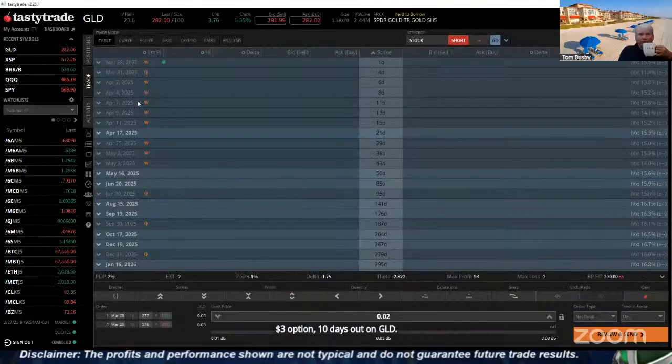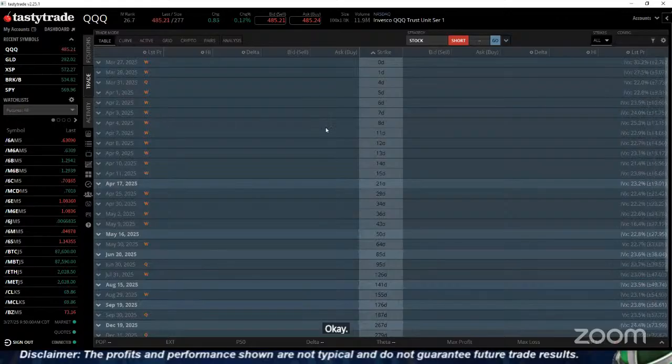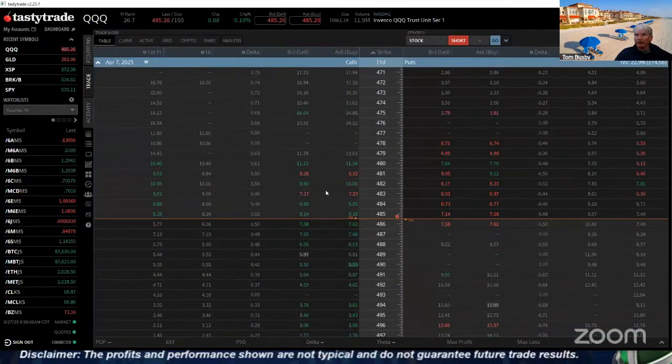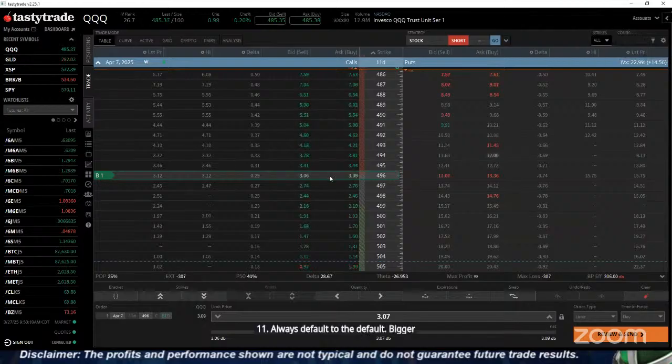No, just on, you can do it on QQQ. Oh, okay. 10 days out. We go 8 days or 11 days? 11. Always default to the bigger time frame. The $3 option is the 496 call. It's about $3.07.